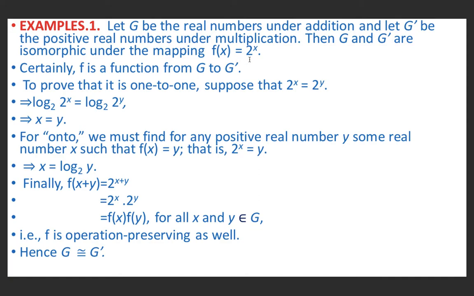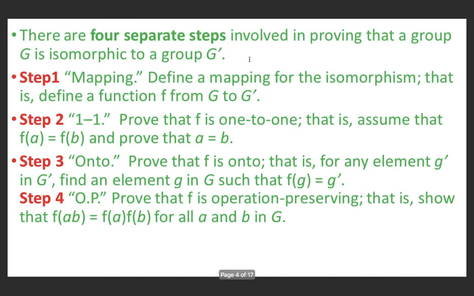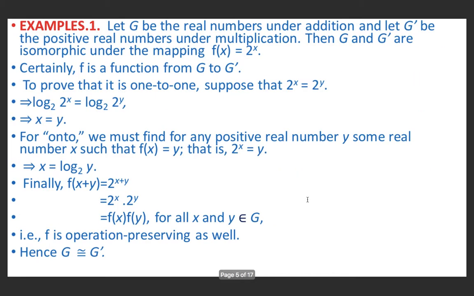So as we discussed just now, first of all we will show that it is a function, then we will show that it is one-to-one, then we will show that it is onto, then we will prove that f is operation preserving. So clearly, if we define f(x) = 2^x, then f is a function from G to G'. Now we will prove that this mapping f is one-to-one.